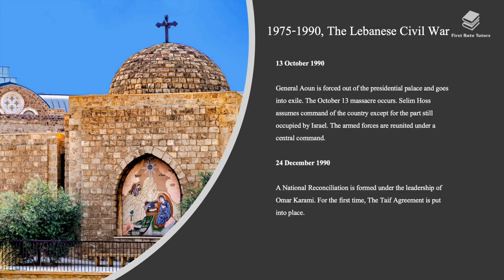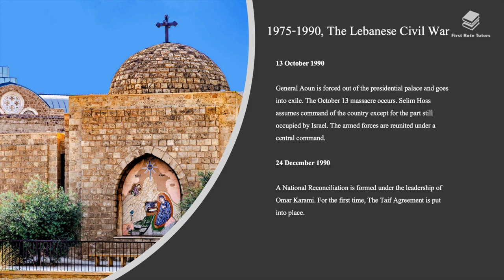In January 1990, heavy fighting begins between the Lebanese army, still under General Aoun's control, and the Lebanese Forces, as well as fighting between Amal and Hezbollah, a continued resistance to Israeli occupation, and Israeli reprisal raids. In October 1990, General Aoun is forced out of the presidential palace and goes into exile. The October 13th massacre occurs.